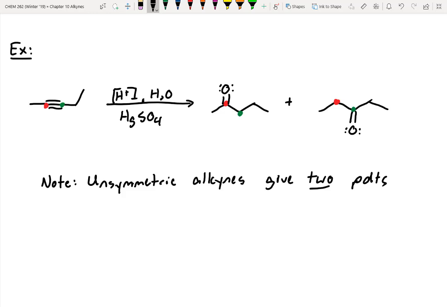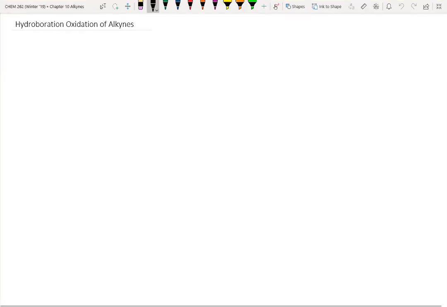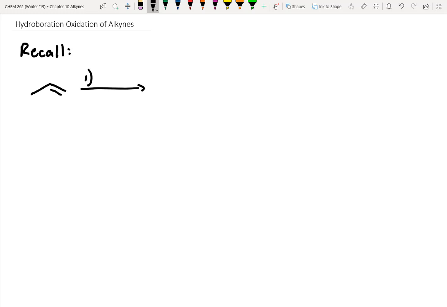Before we leave, though, I've got one more reaction. We're not going to get into the mechanism of this, but it's hydroboration oxidation, right? And if you remember with alkenes, we said you could react this with BH3 THF, that's the hydroboration step, followed by sodium hydroxide and hydrogen peroxide to give you an anti-Markovnikov alcohol where your alcohol is now off of your less substituted carbon.